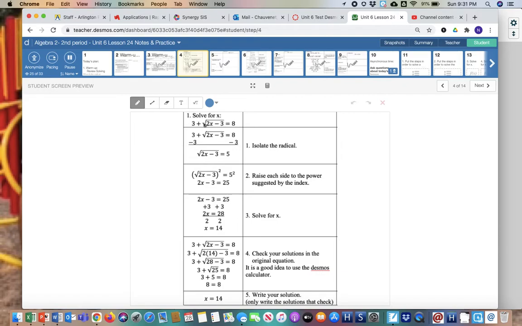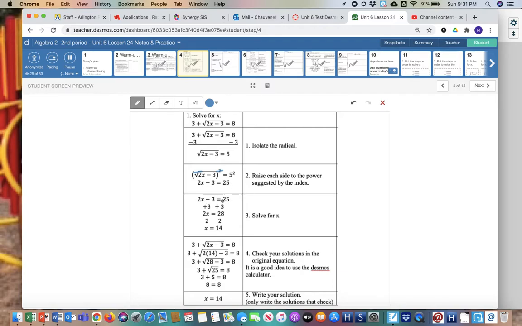Isolating the radical means we need to get this square root of 2x minus 3 part alone. Here I see the 3 is adding, so we subtract 3 to cancel it. From here, when it says raise each side to the power suggested by the index, that means if it's a square root, we square it. If it's a cube root, we cube it. Fourth root, we take it to the 4th power, and so on. In this case, it's a square root, so we square both sides. The square and the square root cancel, so you're left with 2x minus 3, and then 5 squared, which is 25.